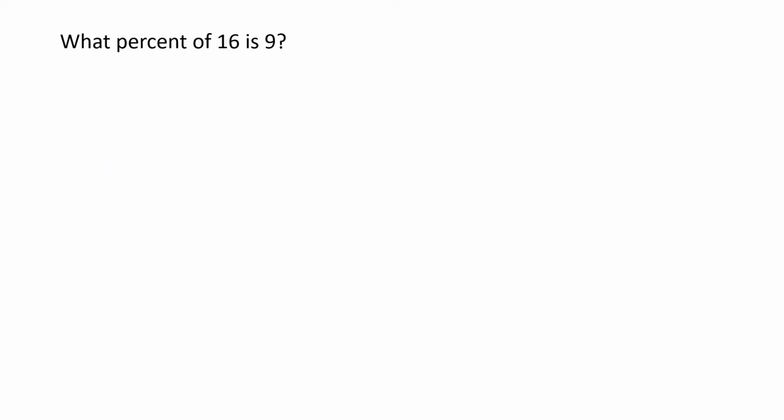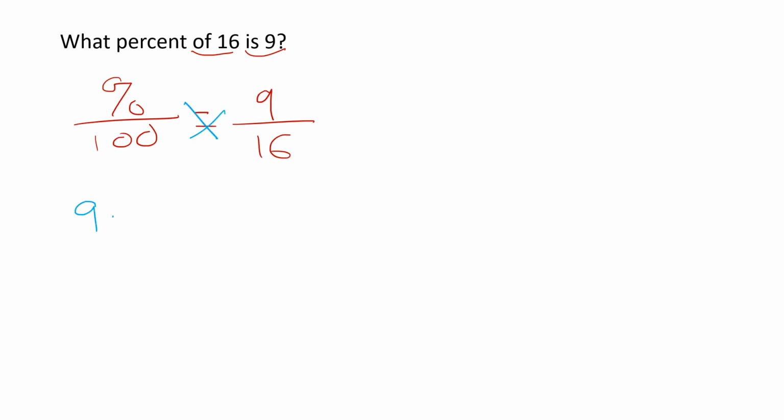Great, let's look at this one. What percent of 16 is 9? So here we're looking to find our percent. Right, our percent is what? We don't know. So that'll be percent over 100. And then is over of. We have of 16 and is 9. So let's go ahead and cross multiply. 9 times 100 and then percent times 16. Okay, 9 times 100 is 900 equals our percent times 16.